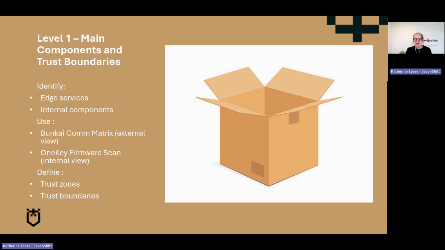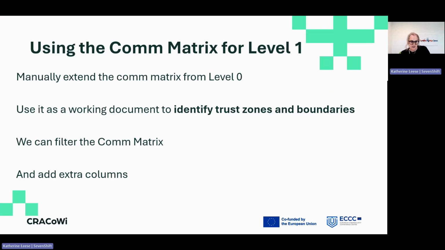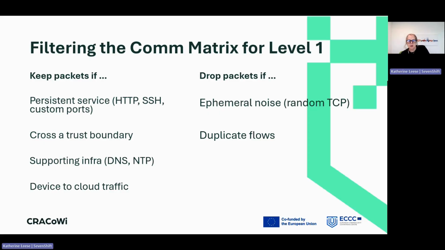So with the combination of these, we're going to gather a lot more data and go down to the next level and see what we can discover and find out. We're going to take the COM matrix that we had at level 0, and we're going to extend it and use it as a working document. It will help us identify the trust zones and boundaries. We can filter it and add some extra columns.